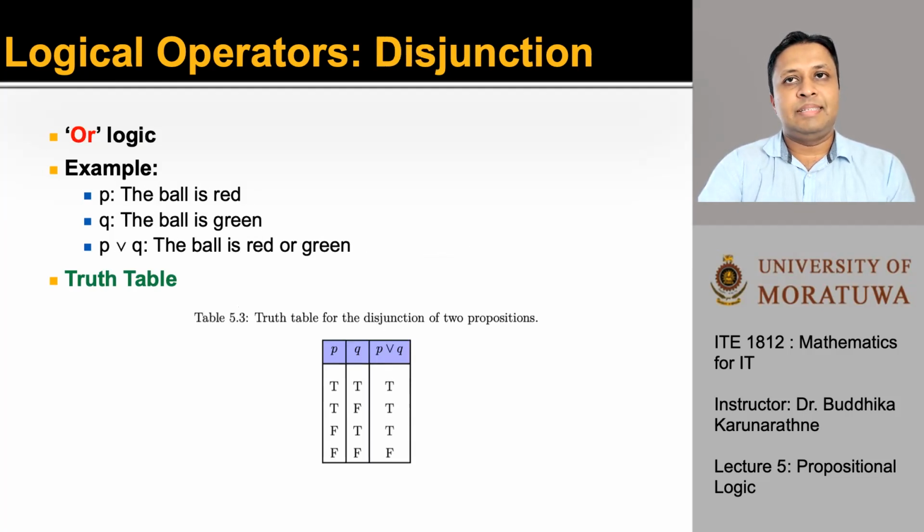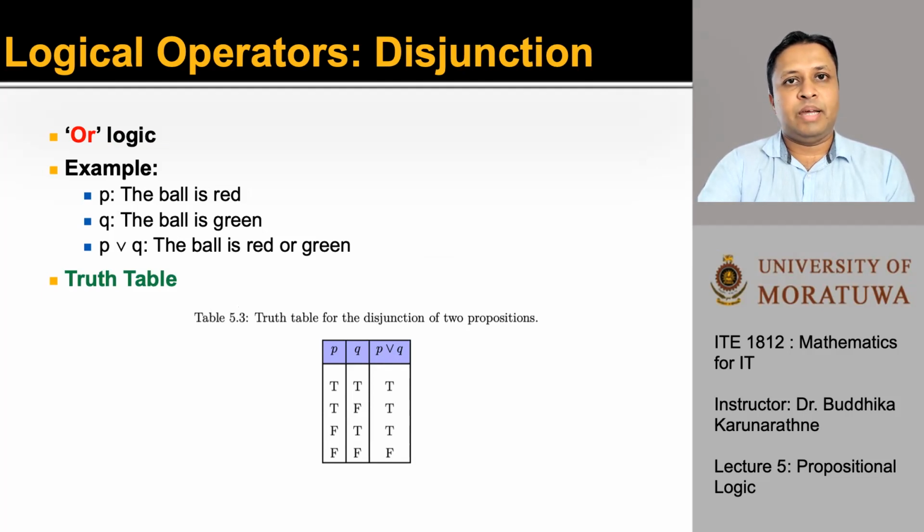Next one is disjunction, or in other words, it is the OR logic. Let's take an example once again. P is the proposition that the ball is red, and Q, the ball is green. P disjunction Q, the ball is red or green. So this is the OR logic.